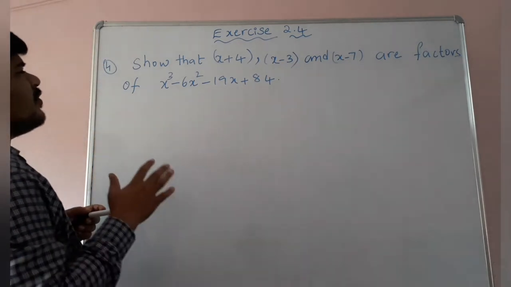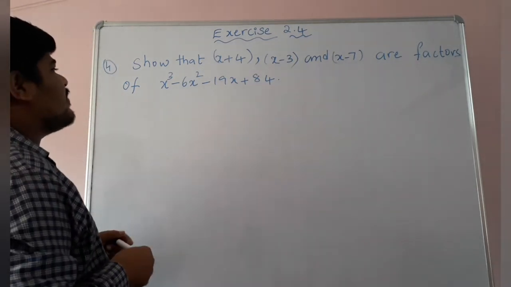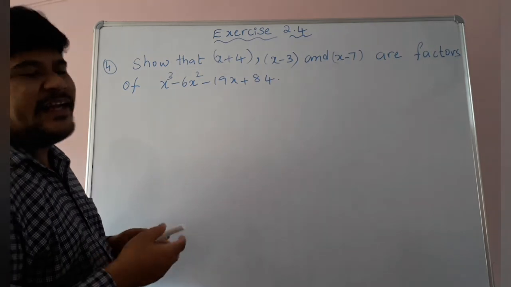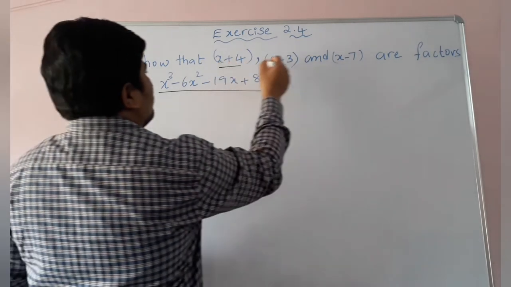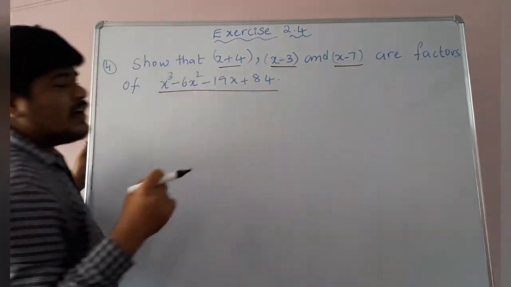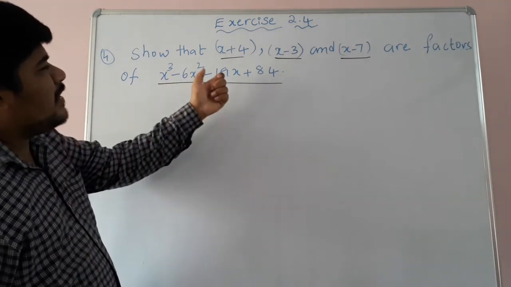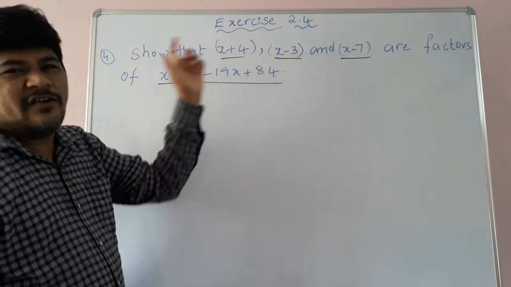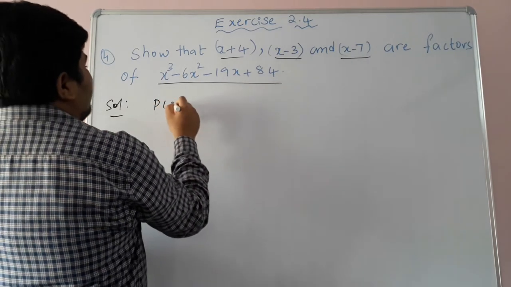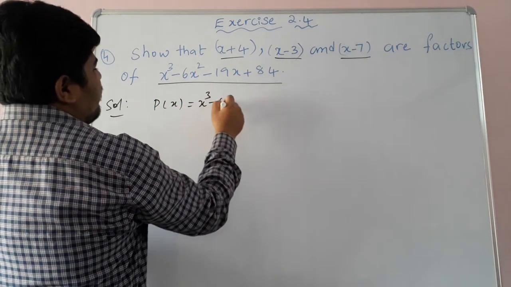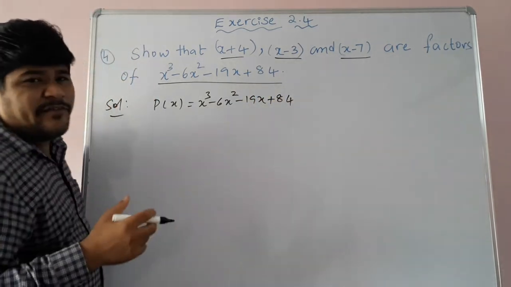Show that x plus 4, x minus 3 and x minus 7 are factors of x cube minus 6x square minus 19x plus 84. So children, this is the given polynomial and we need to show x plus 4, x minus 3 and x minus 7 are factors of this polynomial. First we need to assume this x cube minus 6x square minus 19x plus 84 as p of x. So p of x is equal to x cube minus 6x square minus 19x plus 84.